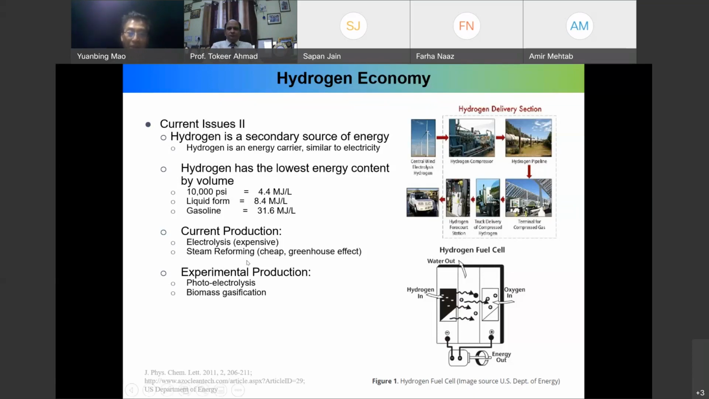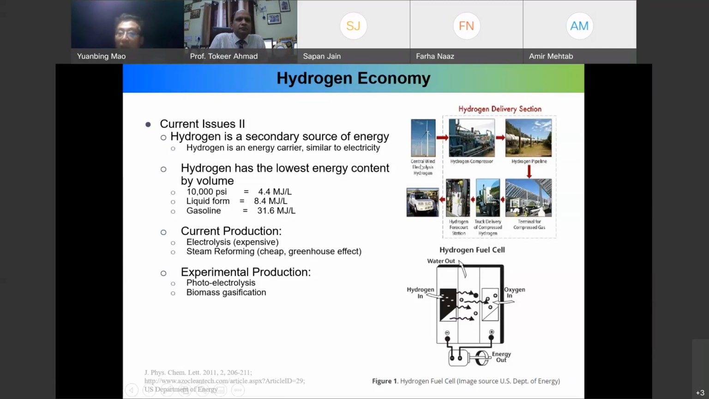Steam reforming is cheap, but it generates a lot of greenhouse gases. So that's one thing we really need to look into. That's why on the first slide I mentioned, when we say zero or near zero emission, it depends on how hydrogen is produced, right? Electrolysis and biomass gasification are still in the experimental stage, not commercialized. So one day, hopefully, we can get to that, right?